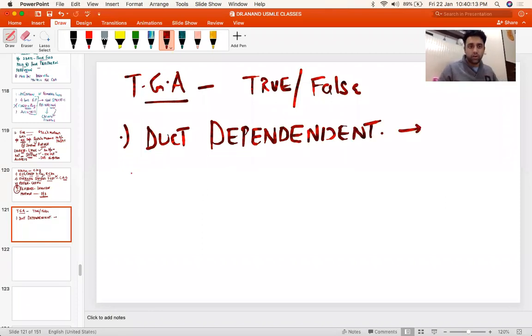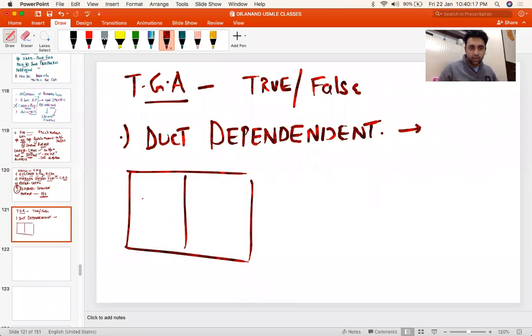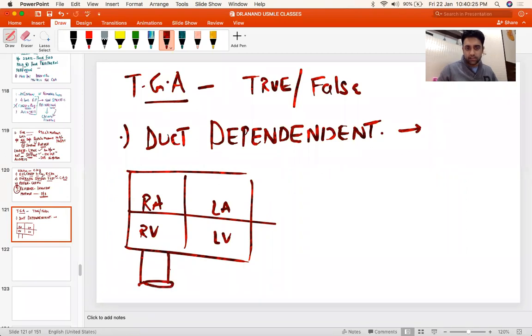Very good. So we all know that, right? In TGA, we have our heart here. We have the right atrium, the right ventricle, the left atrium, and the left ventricle, and here in transposition of great arteries, this is the aorta and this is the pulmonary artery. So in this condition, a ductus is definitely required for the persistence of circulation, for the survival of the baby. So the answer is true.